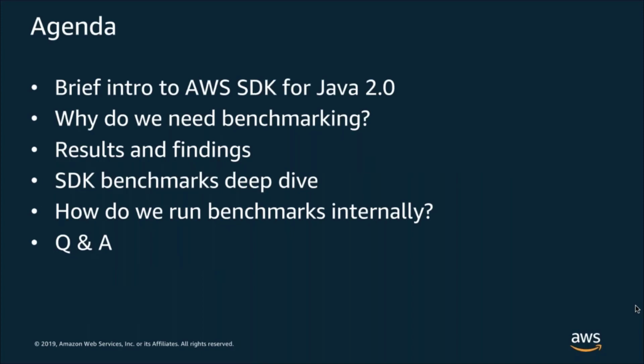Here's the agenda for today's session. First, we're going to give a brief introduction to AWS SDK for Java 2.0. We will talk about why we need benchmarking, followed by the results and findings from our benchmarking process. After that, we will deep dive on the SDK benchmarks and learn how our SDK benchmarks work. Then we will talk about how we run benchmarks internally. And in the end, there will be a Q&A session.